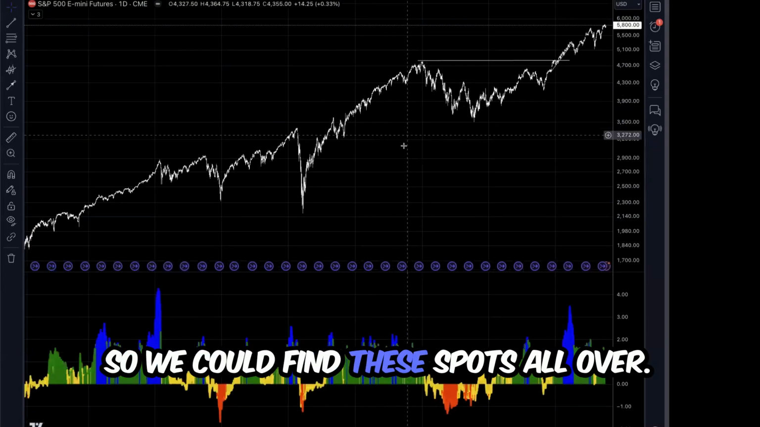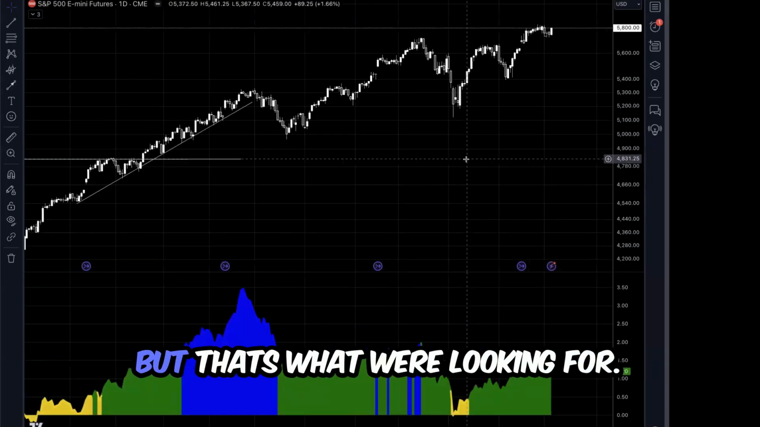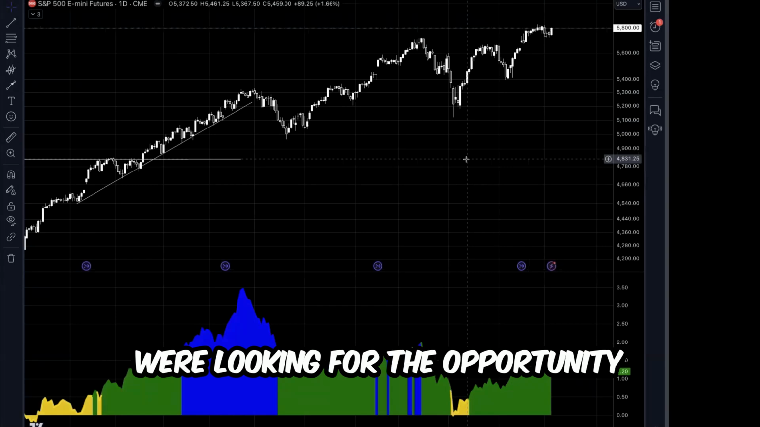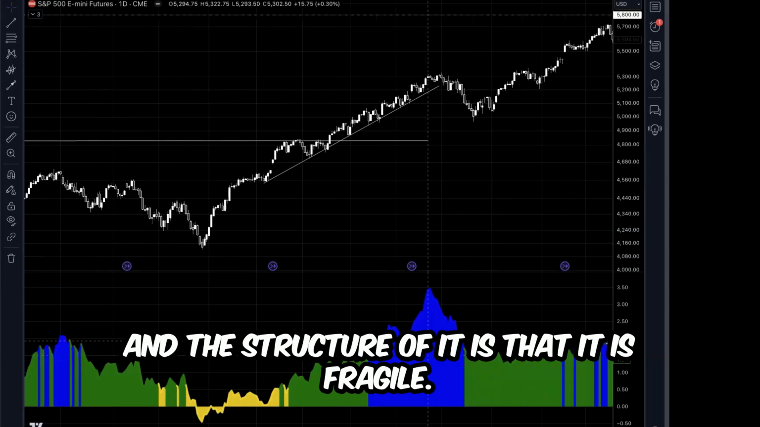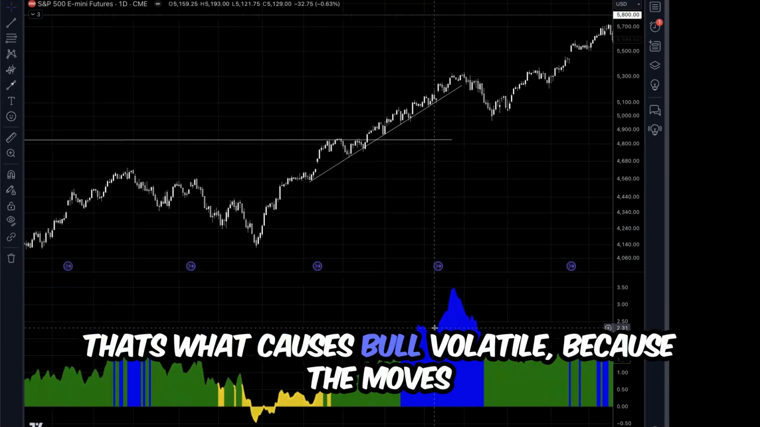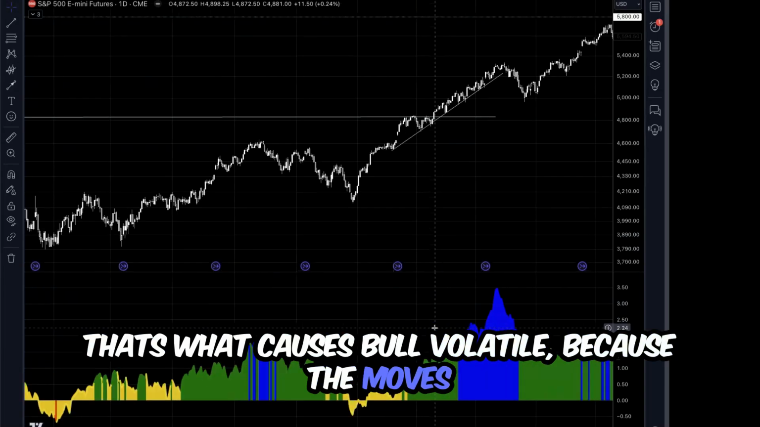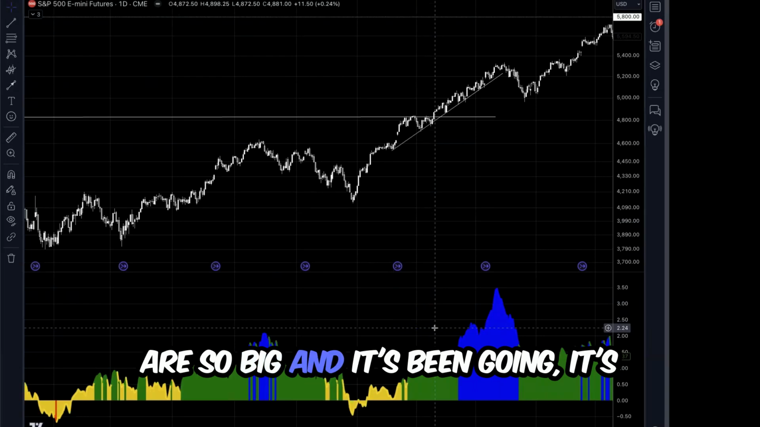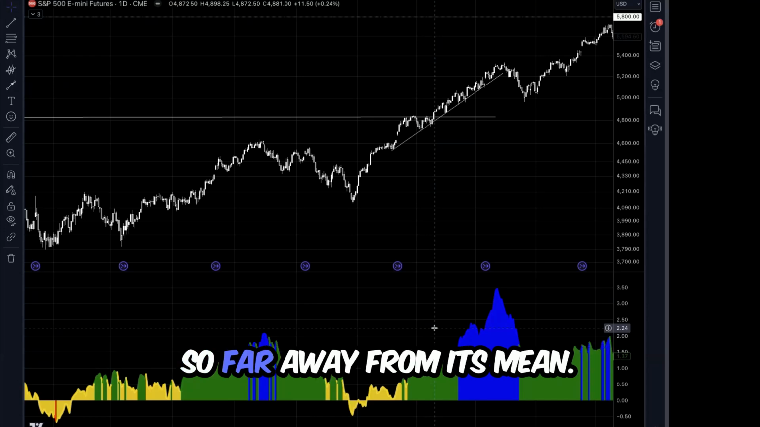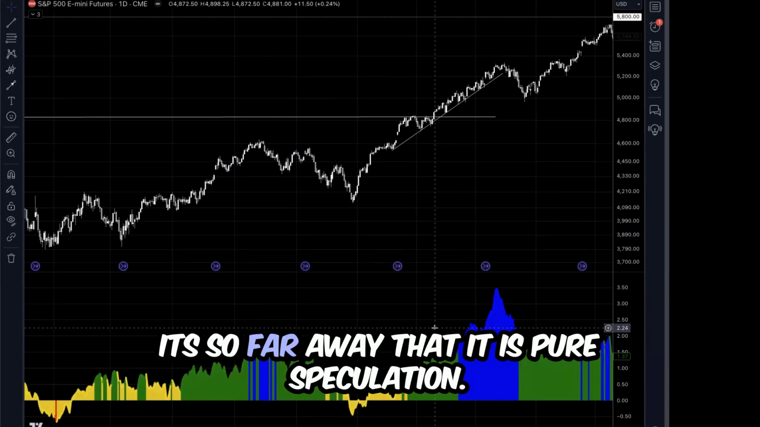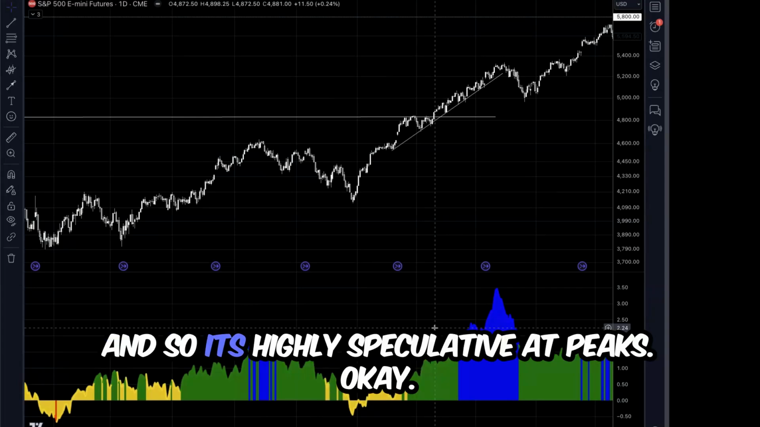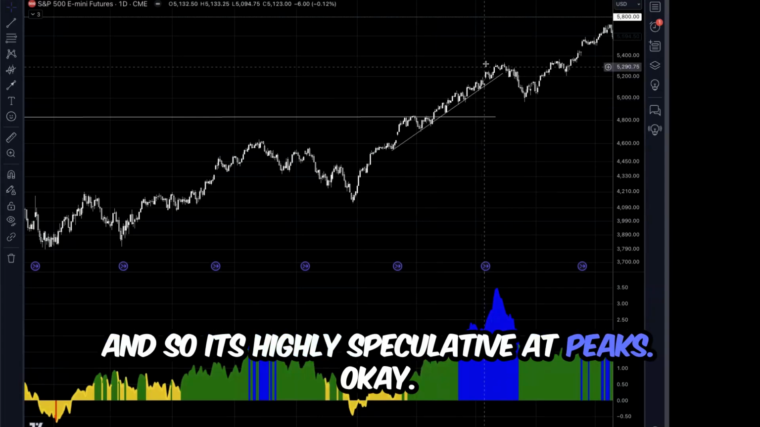So we could find these spots all over, but that's what we're looking for. We're looking for the opportunity for a major market top. And the structure of it is that it is fragile. That's what causes volatility, because the moves are so big and it's so far away from its mean, its actual value, that it is pure speculation. And so it's highly speculative at peaks.